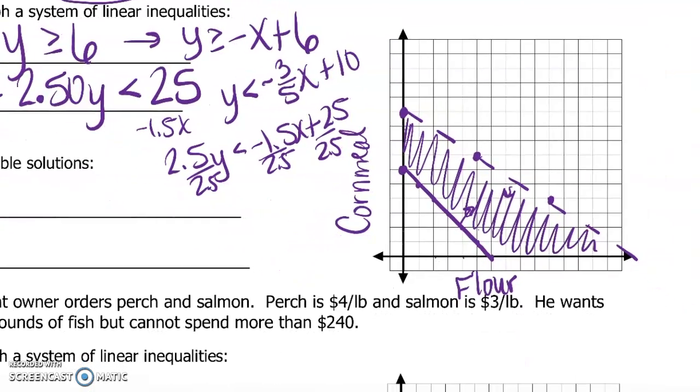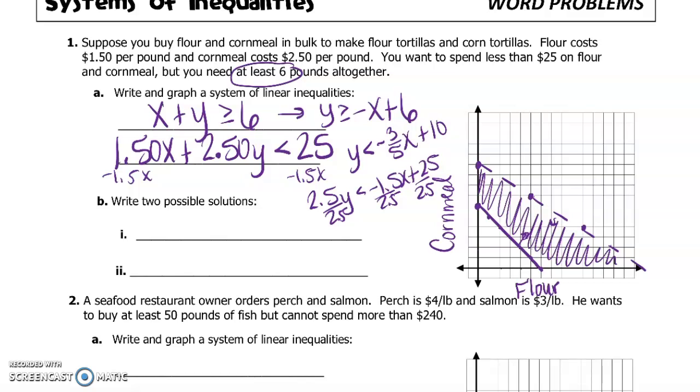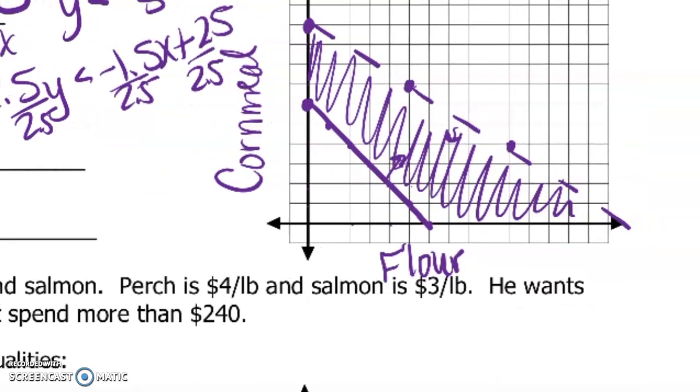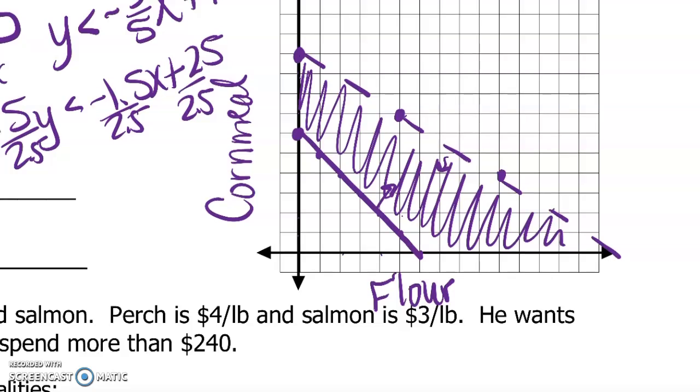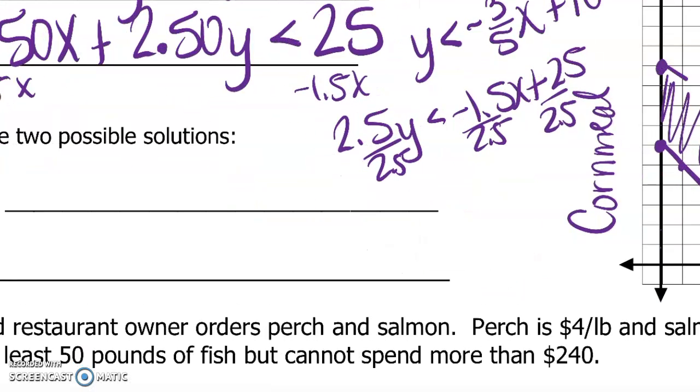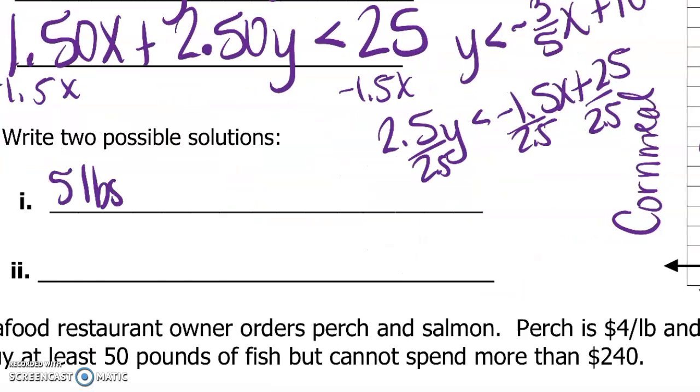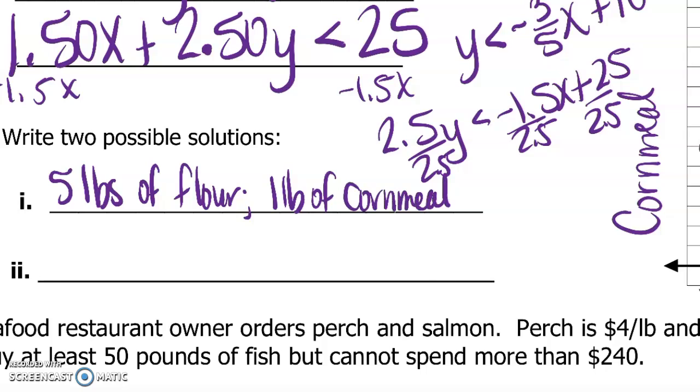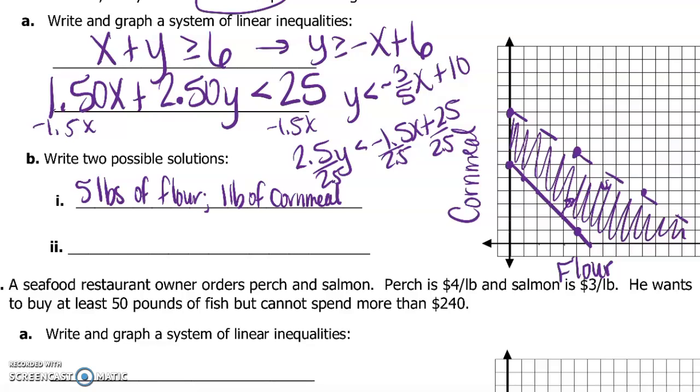So once you have them graphed and shaded, it wants you to write out two possible solutions. So you are picking any ordered pair in your shaded region, or it could even be on a solid line. You could not pick this dot per se because it's on a dotted line, but you could pick this dot if you wanted to. So I could say 5 pounds of flour and then 1 pound of cornmeal. So you can pick ones that are on the actual line as long as it's a solid line. You can also just pick one anywhere inside of there.